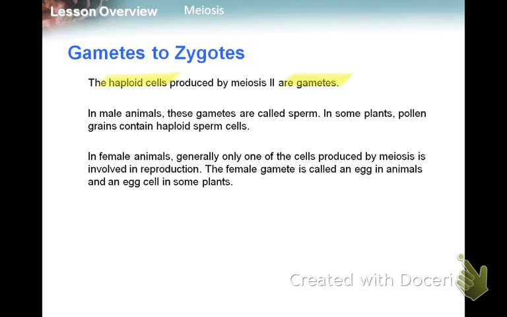Haploid cells are called gametes. In males, it's sperm. In females, eggs. Here's an interesting fact. 4 viable sperm are produced from meiosis in males. But in females, only one of the cells produced is involved in reproduction.